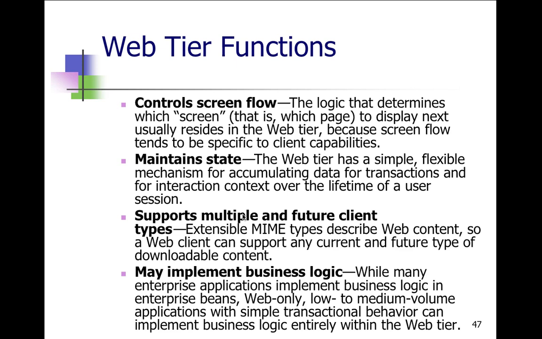So it supports multiple functions and future client types. It has its own crystal ball. No, it's extendable. So we have extendable MIME types that describe web content so that the web can support any current and future type of downloadable content. It makes the system flexible. It's like in the old days when we wrote programs in C or C++. You're like, the old days? I just took that class.